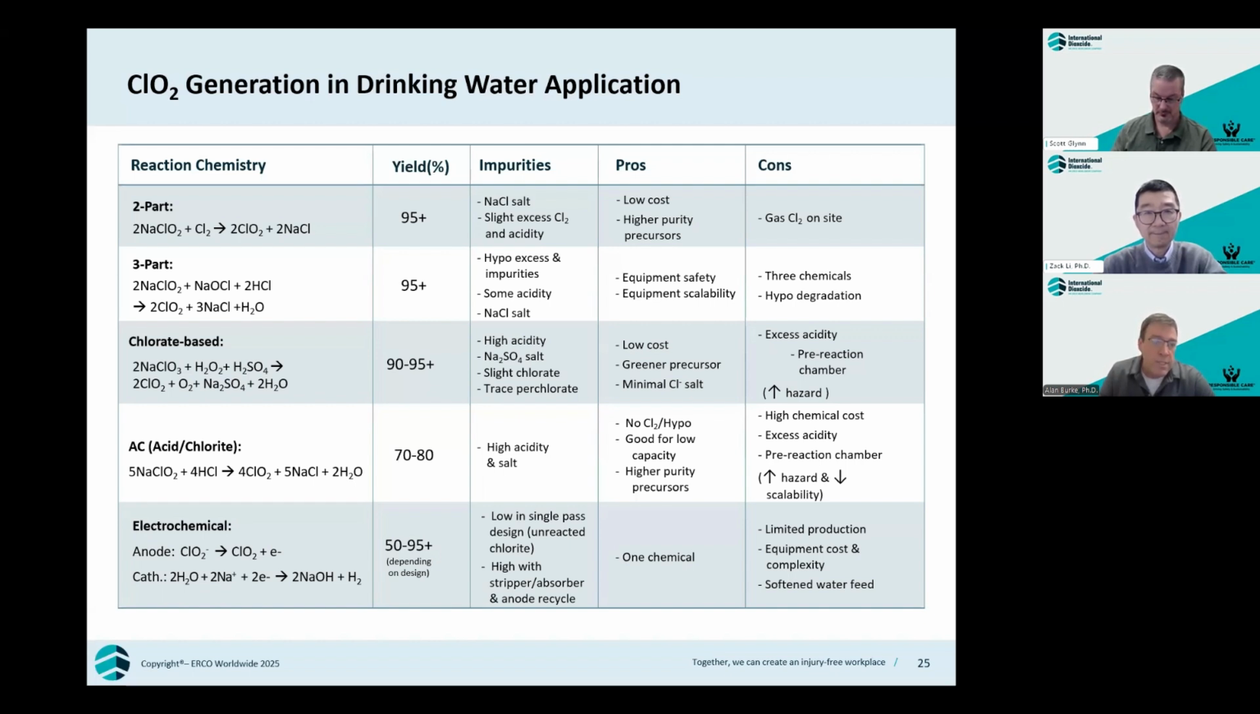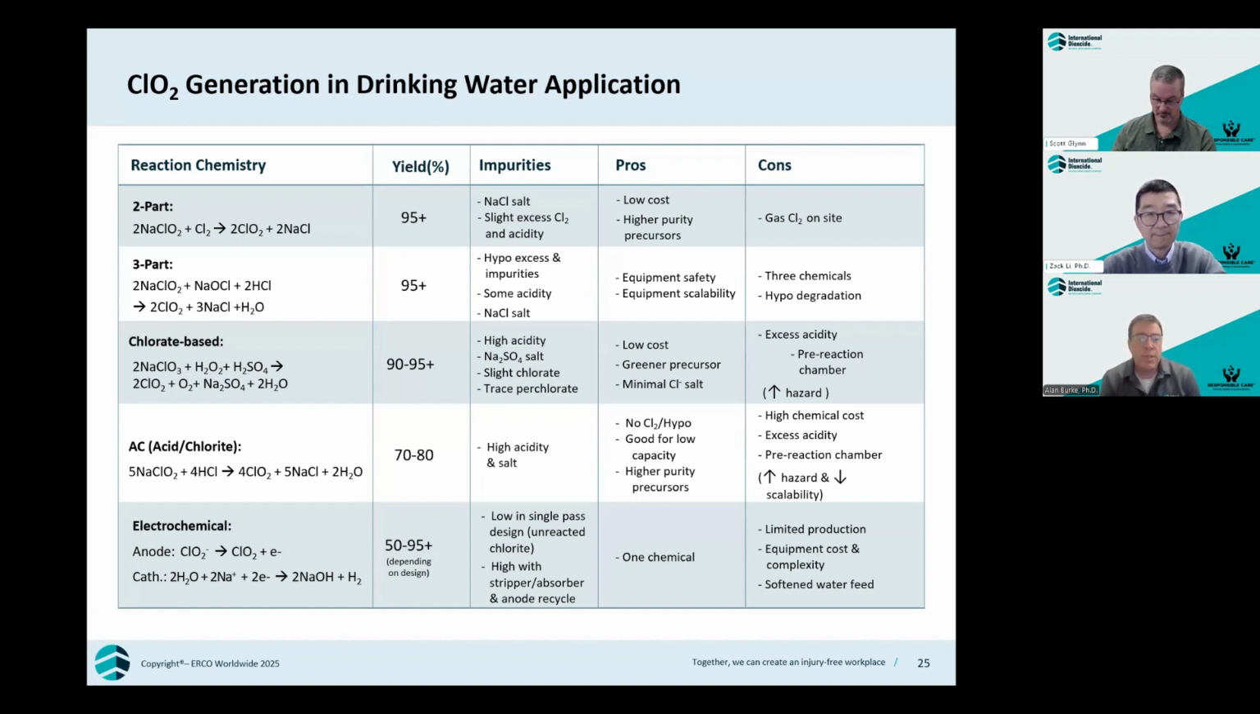Sodium chlorite is the most expensive chemical out of these, so you want to make sure you're using that to the best efficiency possible in your system. Both are very safe systems overall, especially when using a vacuum eductor system, and we'll get into that in the next slides. The chlorate-based method uses a pre-mixture of sodium chlorate and hydrogen peroxide, and that is activated when mixing with a strong sulfuric acid solution.